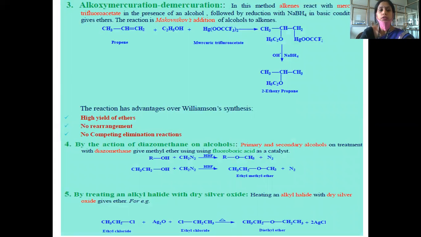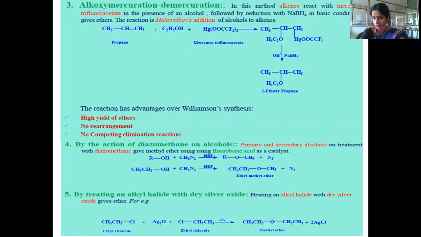The next important reaction is alkoxymercuration demercuration. Now, in this method, alkenes react with mercuric trifluoroacetate, that is (CF3COO)2Hg. In the presence of alcohol, this reaction occurs, and eventually the intermediate is reduced with sodium borohydride in basic condition to give the ethoxy product, or the ether. Now this reaction may seem complicated, but it is actually practical.